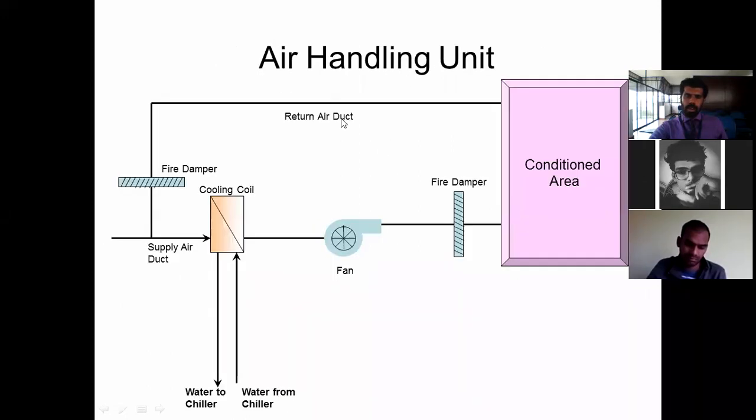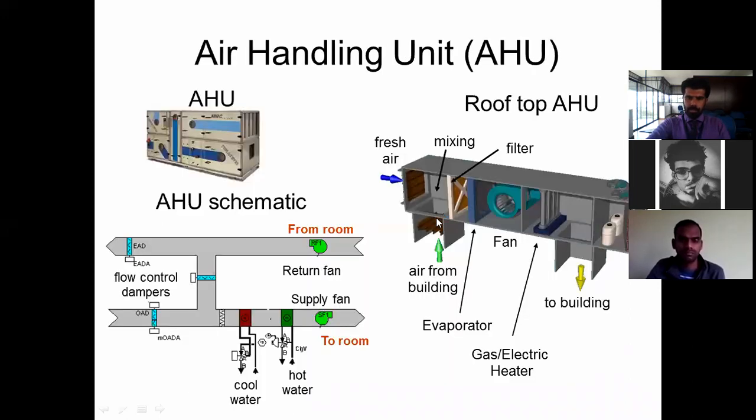Now this is the air handling unit that we are dealing with. Here you have a cooling coil. This R2A is the outdoor part of the AHU. Where is this R? Where have you seen this RTU?